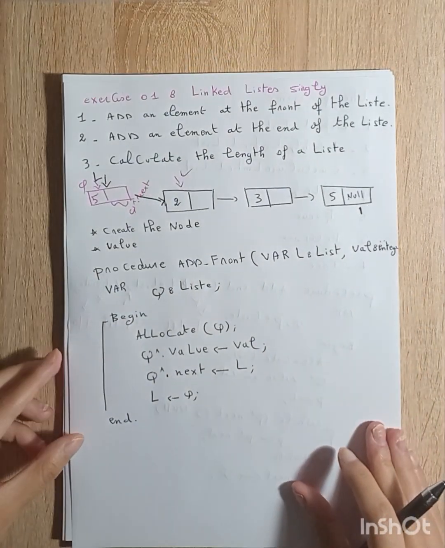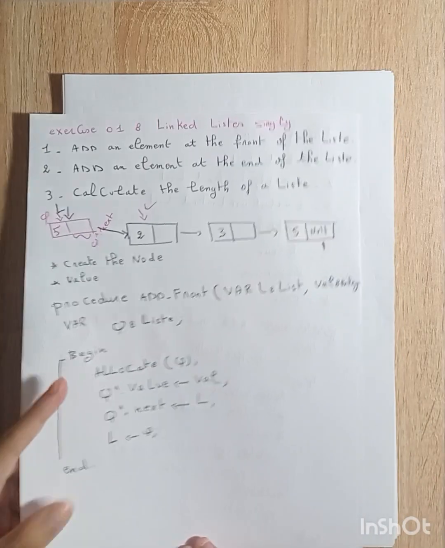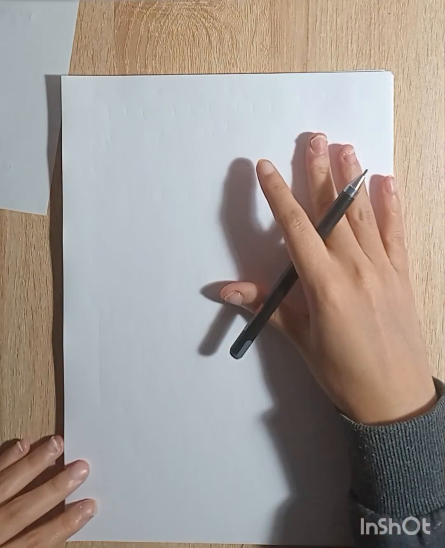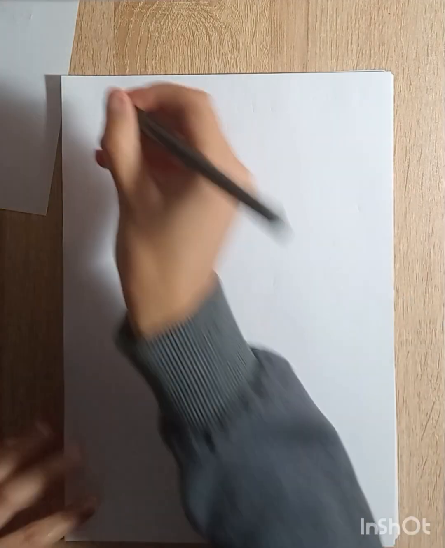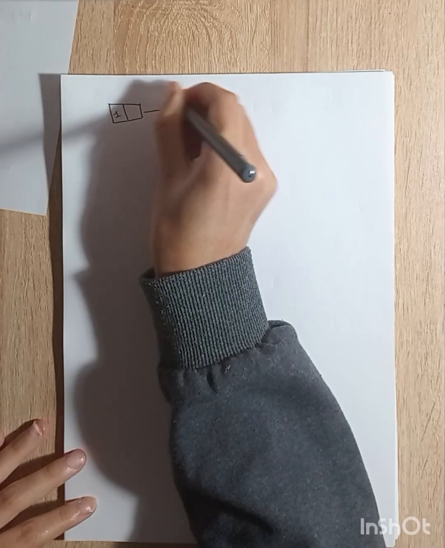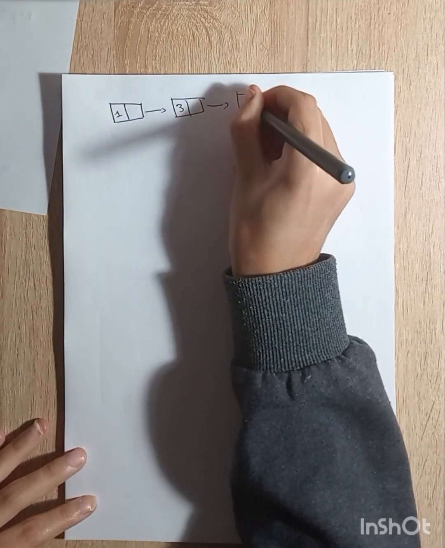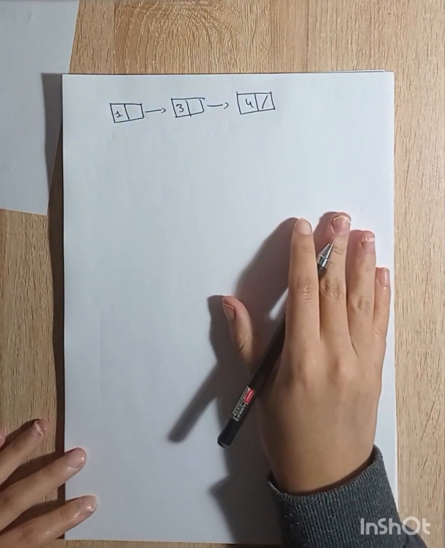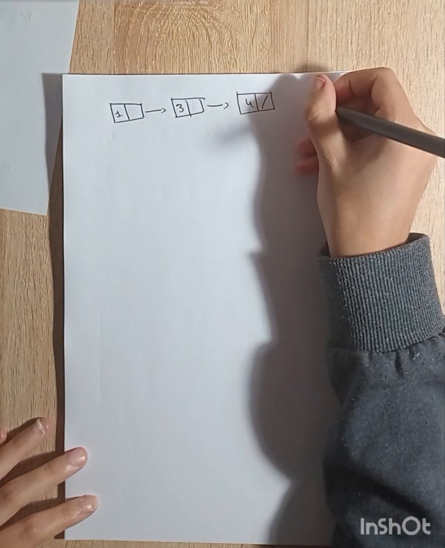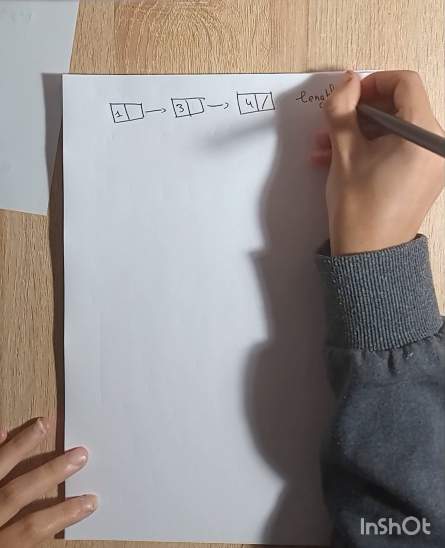The third one said calculate the length of a list. Now we will do the length of the list. Now we should do the third question, which is said calculate the length. For example, I have this list. For this list, the length of it is 3.